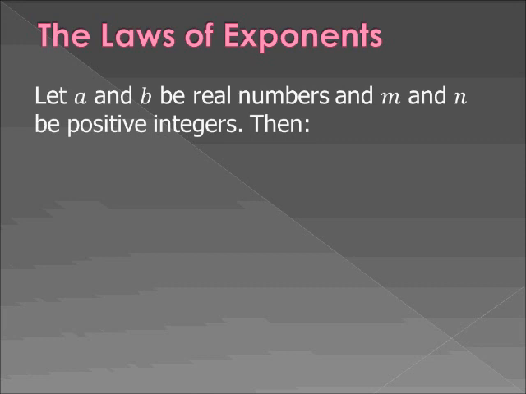There are three laws, and they all require that a and b are real numbers and m and n are positive integers. If that's the case, the first law tells us that a to the m power times a to the n power equals a to the m plus n power. So with the first law, when you multiply exponents with the same base, a is the base, you just add the exponents. So a to the m times a to the n equals a to the m plus n.